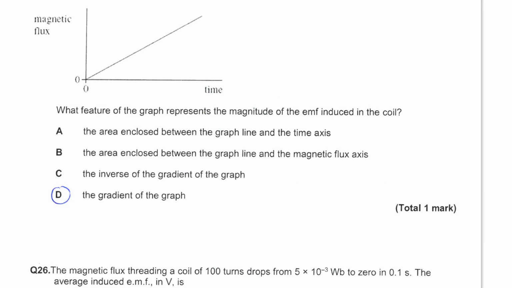Question 25. The graph shows how the magnetic flux passing through a loop of wire changes with time. What feature of the graph represents the magnitude of the induced EMF? A fairly straightforward question testing your knowledge of Faraday's law. Faraday's law states that the magnitude of the EMF is equal to the rate of change of flux linkage. Rate of change of flux linkage is clearly the gradient of this graph.